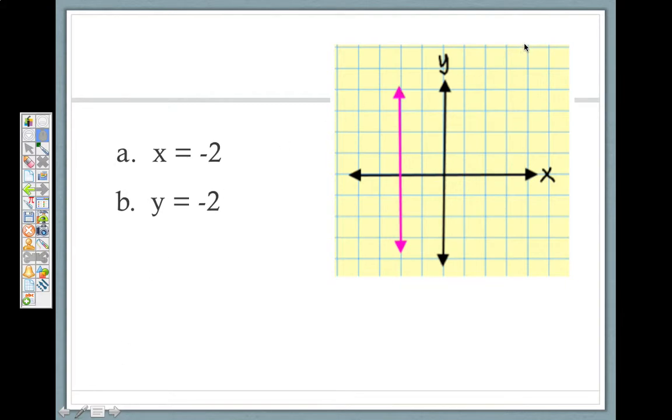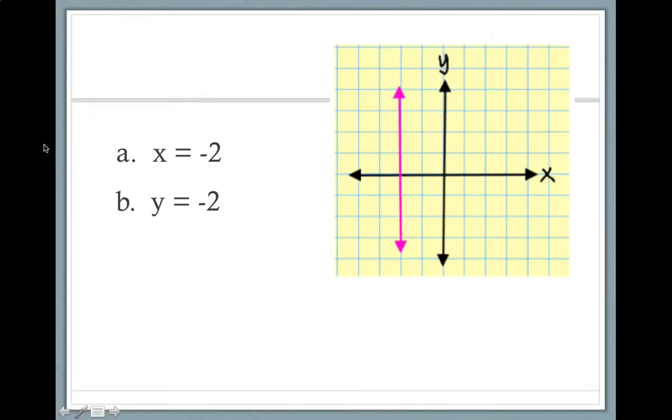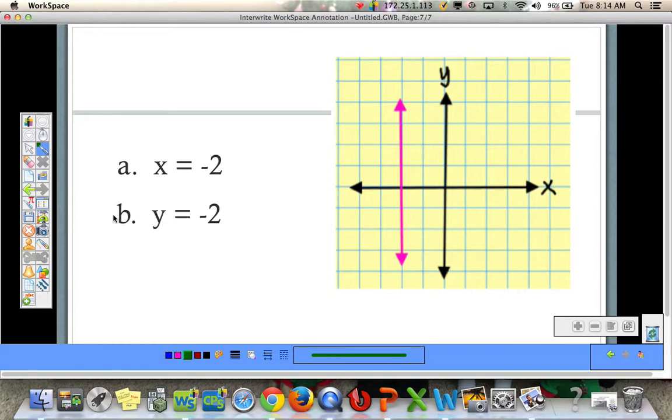Okay, now we get to a vertical line. This one right here does not have a y-intercept, so it cannot be B. It is A, x equals negative 2, and the reason is that at any point on this line, the x value is negative 2. So if it's a vertical line, it's x equals, even though you usually think of the y-axis as vertical.